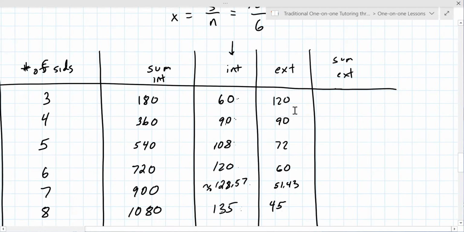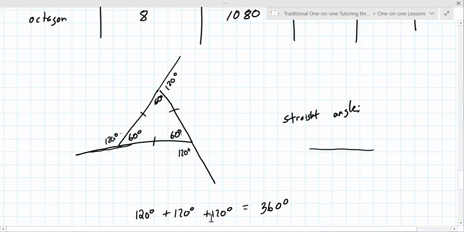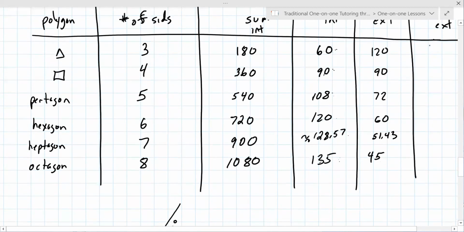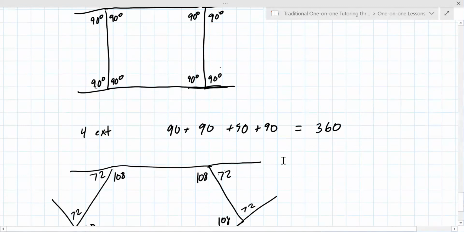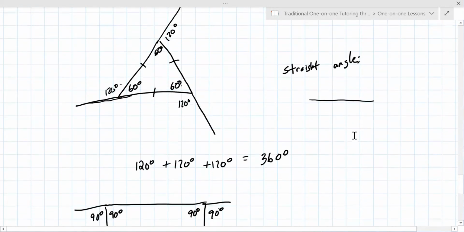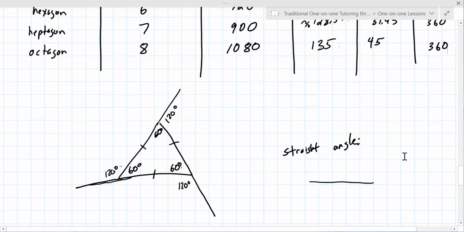Okay. So let's go back to a triangle to look at it. The triangle had 3 exterior angles. What did it add up to? 360. The square had 4 exterior angles. What did it add up to? 360. Okay. Are you seeing a pattern? Yep. The Pentagon had 5 exterior angles. Okay. So this is very interesting, from a geometry perspective.